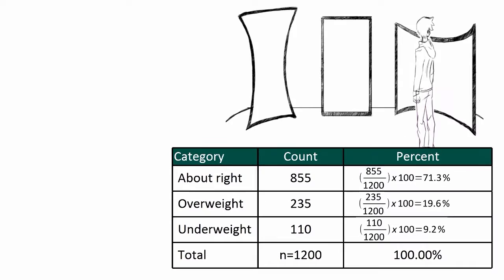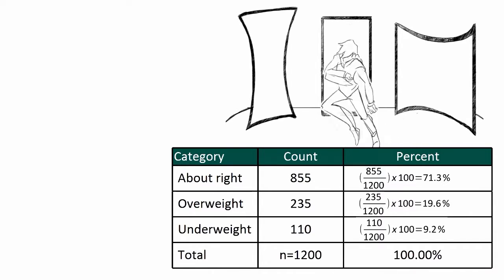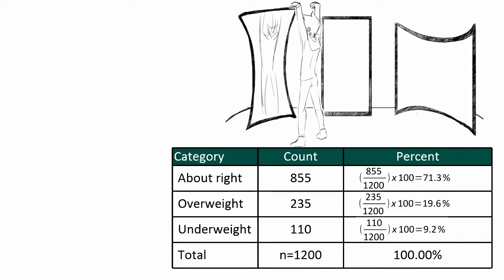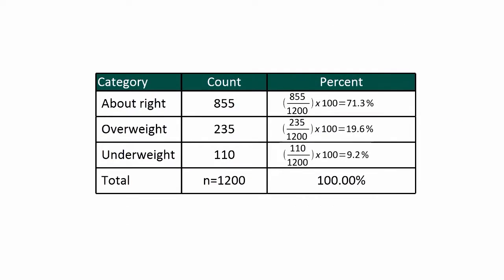Now that we've summarized the distribution of the body image variable, let's go back and interpret the results in the context of the questions that we posed. What percentage of the sample students fall into each category? How are students divided across the 3 body image categories, and are they equally divided? You can see that most of the sample, that is 71.3%, felt that their weight was about right, and that a comparatively small percentage felt underweight at 9.2%. The overweight category was 19.6%.